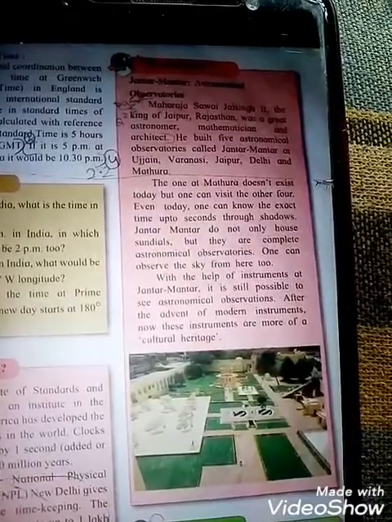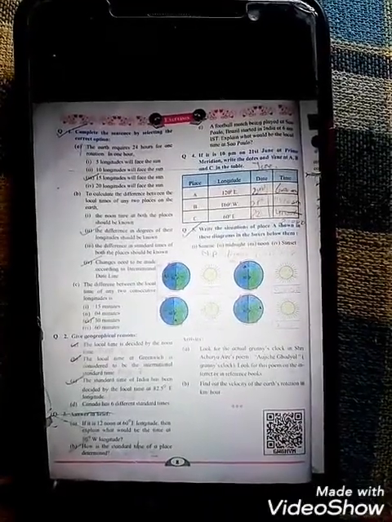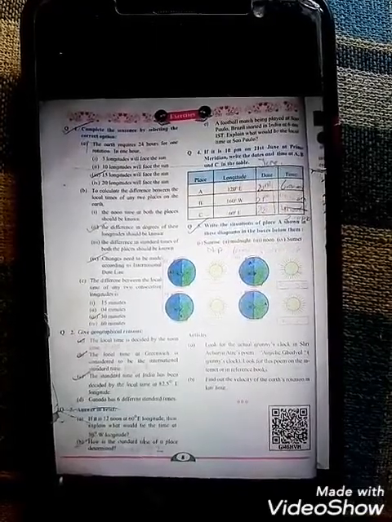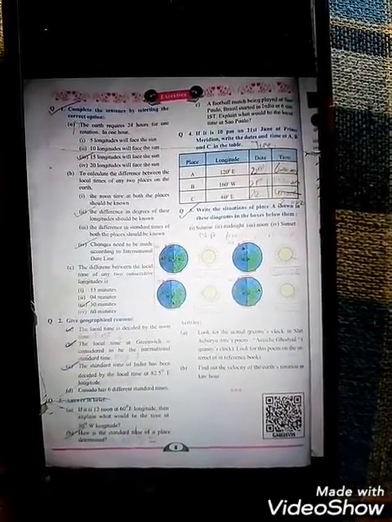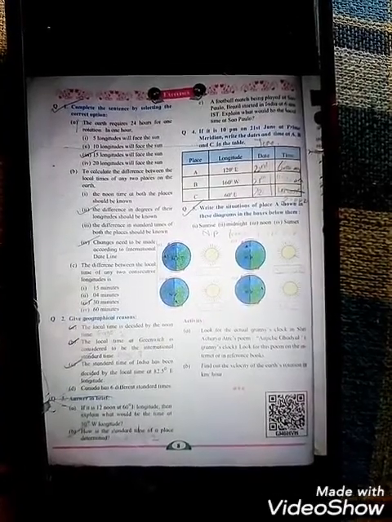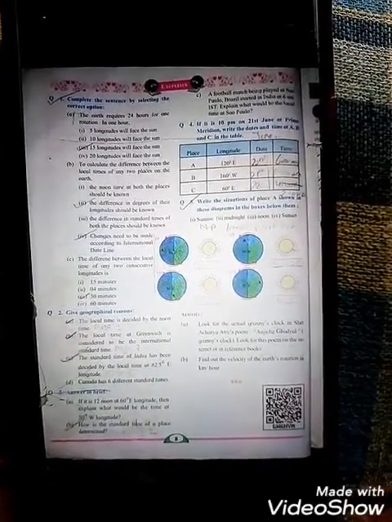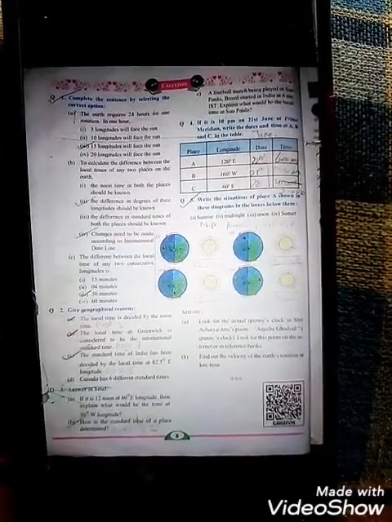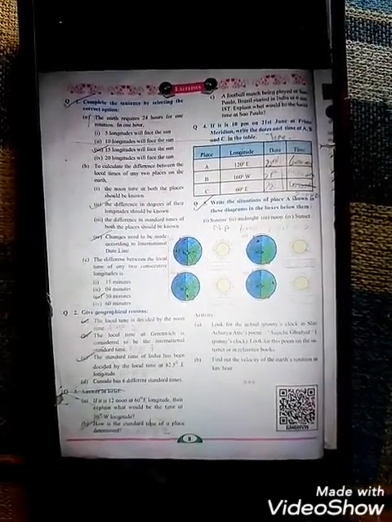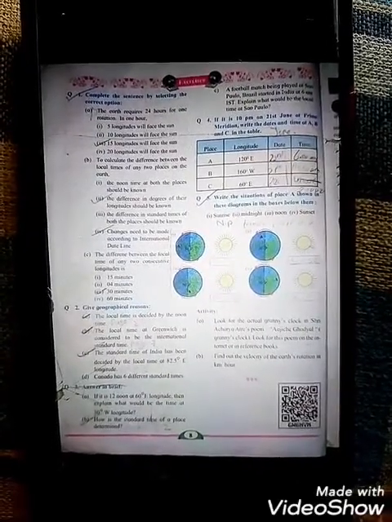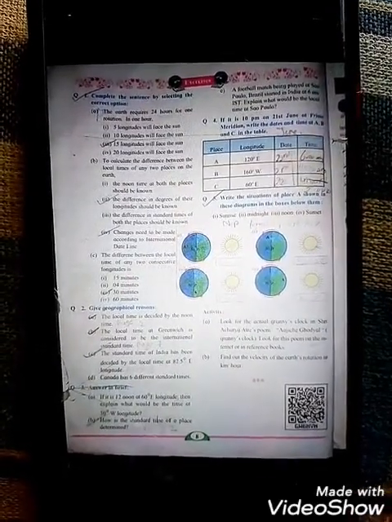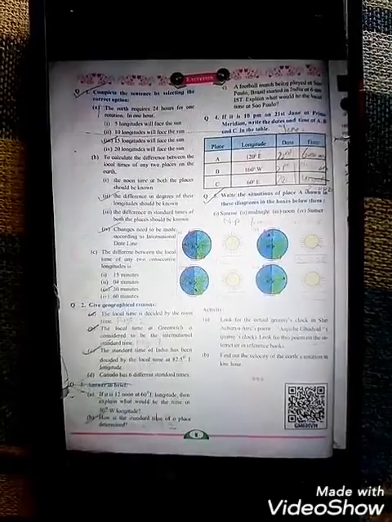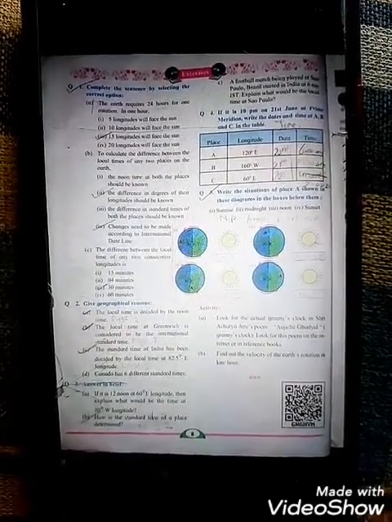Okay, the exercise is given here. The assignment I am giving to you: complete the sentences by selecting correct options, give geographical reasons, answer in brief. Question number 4 is to complete the table. That is also homework. And question number 5, write the situation of a place shown in the diagram in the box below. So these are all the assignment. You have to do this in your book and read this lesson properly twice, and understand. I hope you understand this lesson. Thank you.